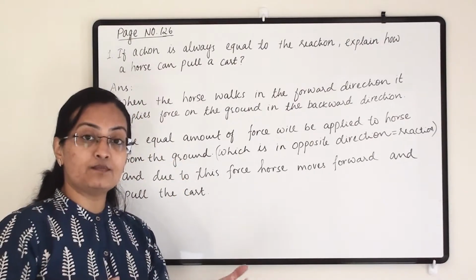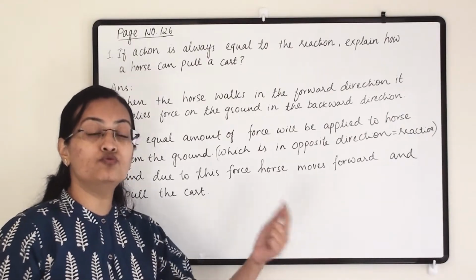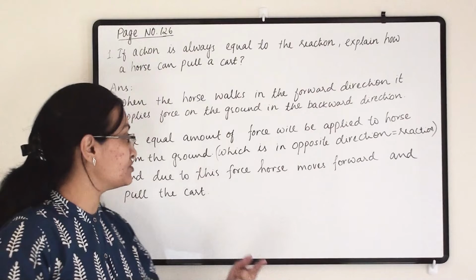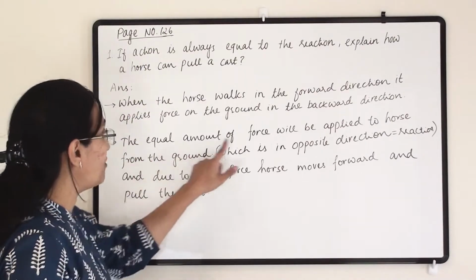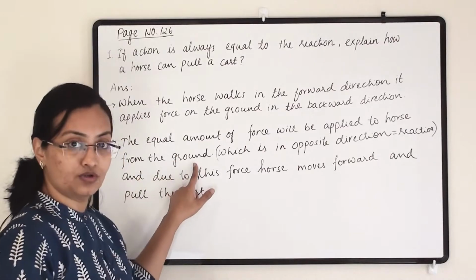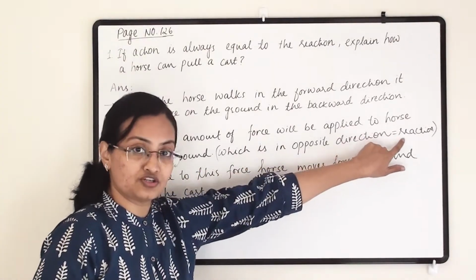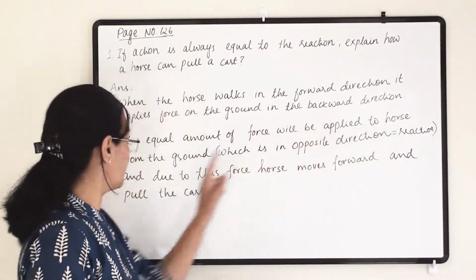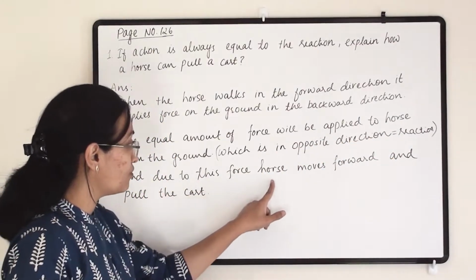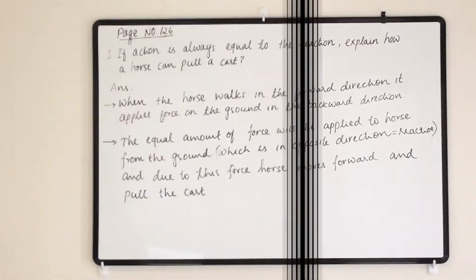So the exact amount of force it will get back, and it will move forward because the force is in the opposite direction. The equal amount of force will be applied to the horse from the ground, in the opposite direction, as a reaction force. And due to this force, the horse moves forward and pulls the cart.